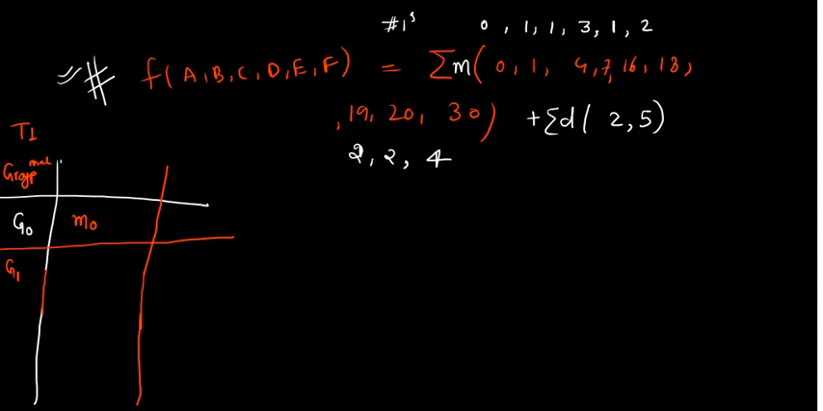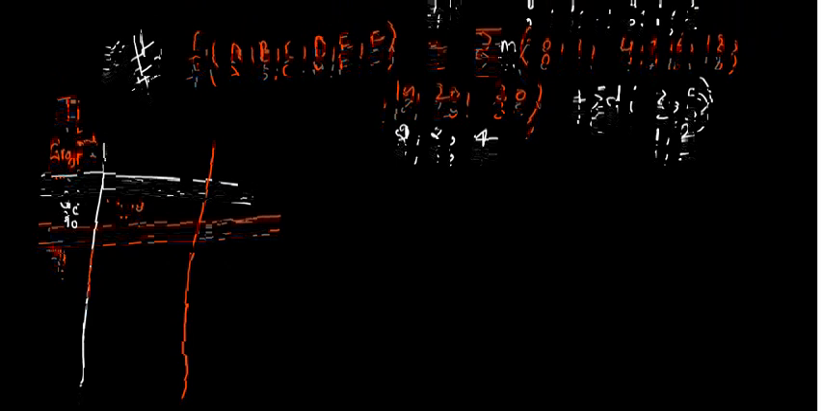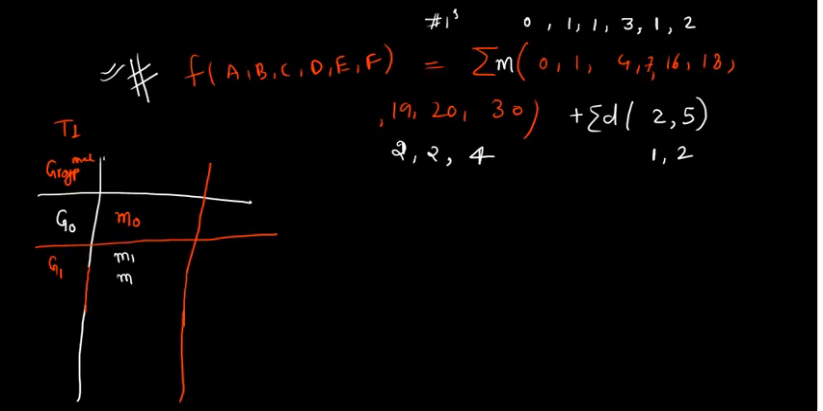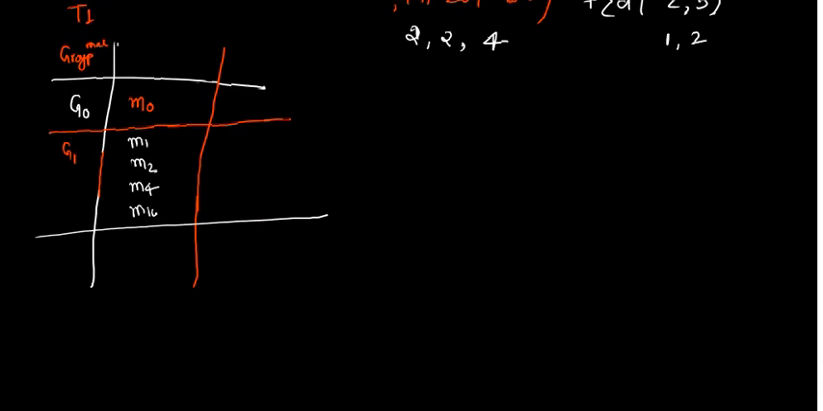1, 2, right? Correct? So let's write it. First we have 1, we have 2, right? So M1, M2, we also consider this, M2, writing in ascending order: M1, M2, then M4, then M16, then done. Group 1 done. We have covered all the elements or members of group 1.